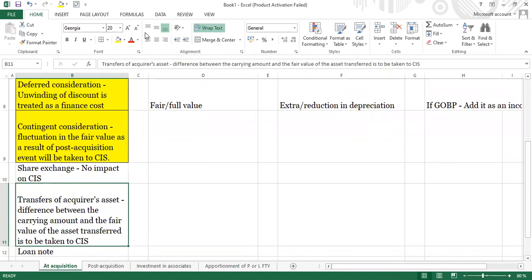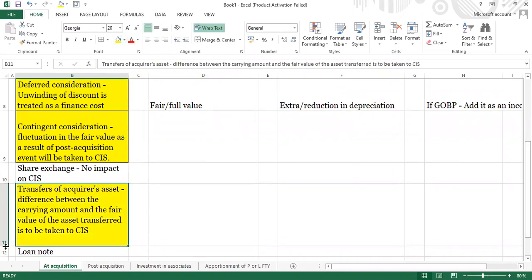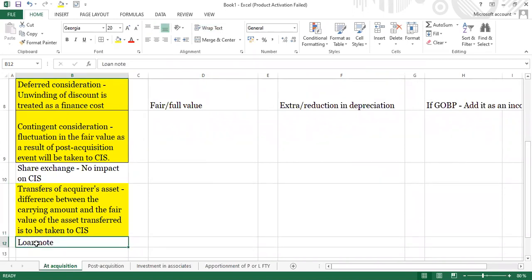I will paint this one yellow again because it is important. The last one is loan notes. That as well doesn't really have much impact. It's transferring a loan note to the owners of the subsidiary. So most times, this will usually take care of itself in the balance sheet.